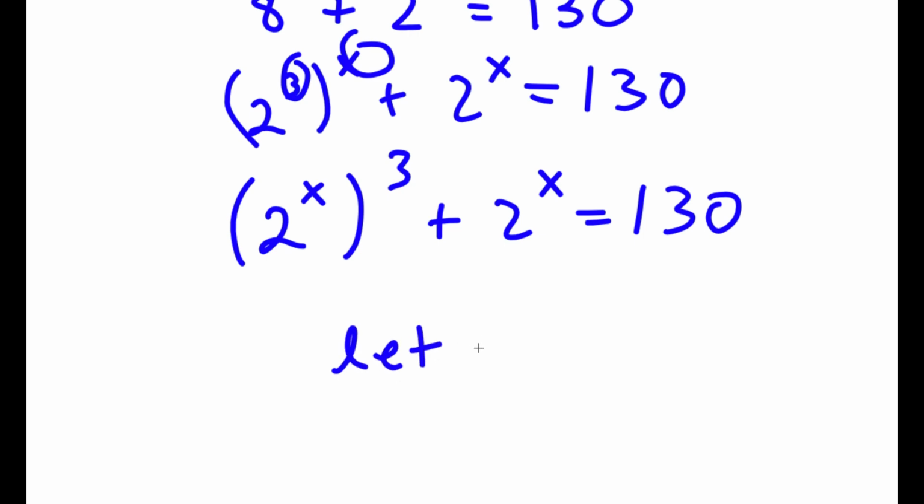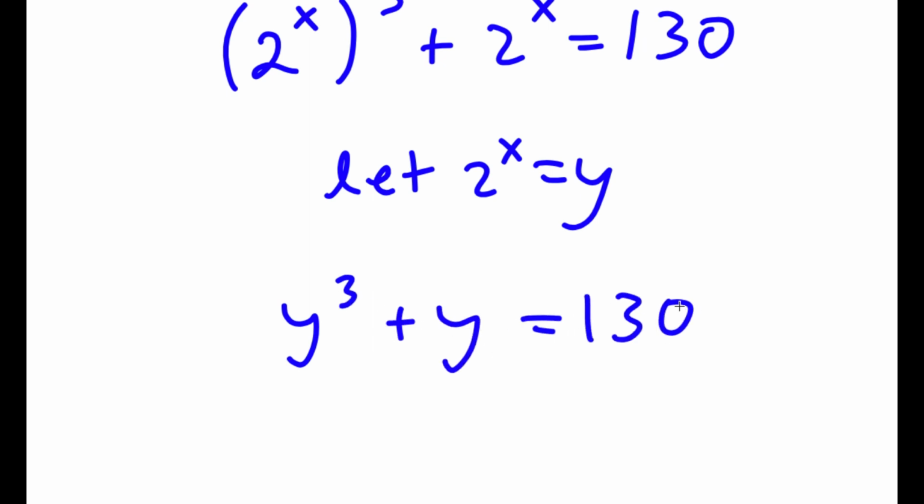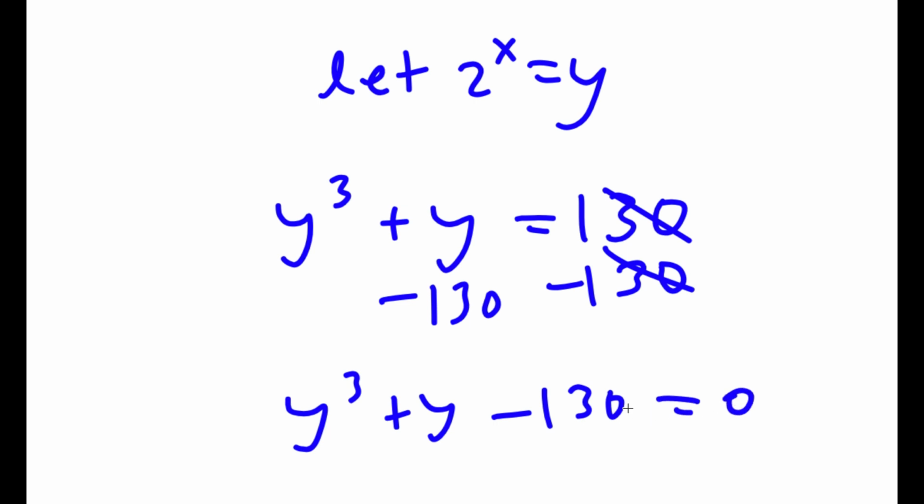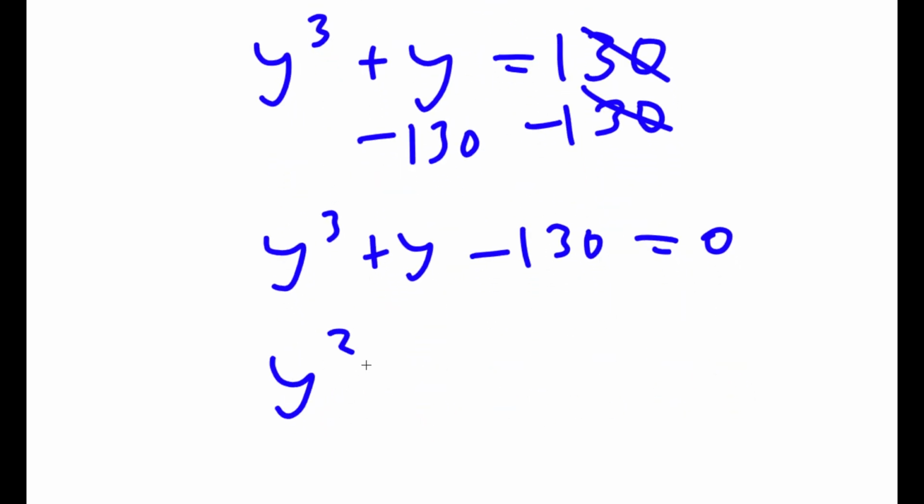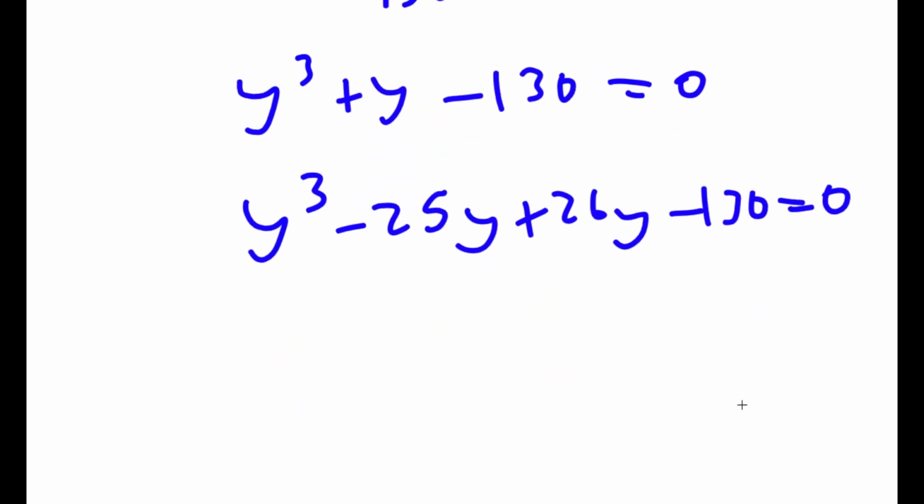Now I'm going to let 2 to the power of x equal to the variable y. So now I have y to the power of 3 plus y is equal to 130. Now I'm going to subtract 130 on both sides. These two cancel out. So now I have y to the power of 3 plus y minus 130 is equal to 0. Now I'm going to rewrite y here as negative 25y plus 26y. Now I have this minus 130 is equal to 0.